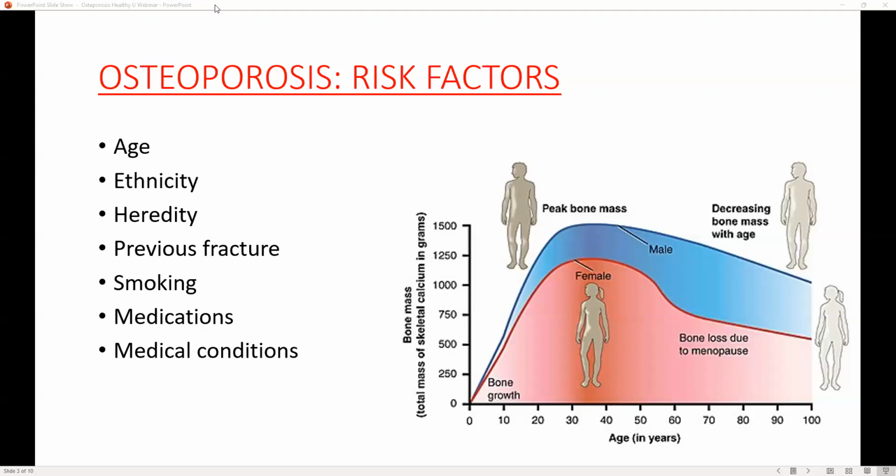These include glucocorticoids or steroids, certain anti-epilepsy drugs like phenytoin and barbiturates, proton pump inhibitors for stomach acidity such as omeprazole and lansoprazole, depot progesterone injections for birth control, aromatase inhibitors such as anastrozole used in breast cancer treatment, and certain diabetes medications such as rosiglitazone.